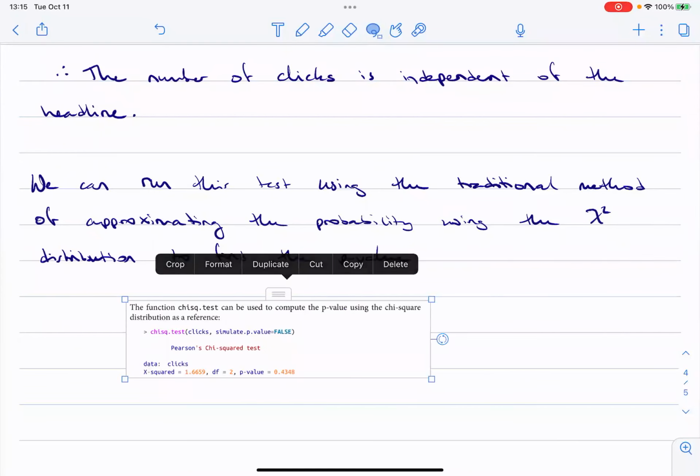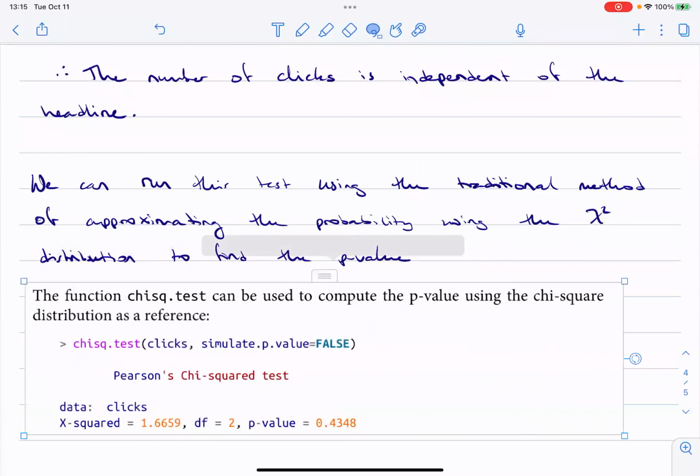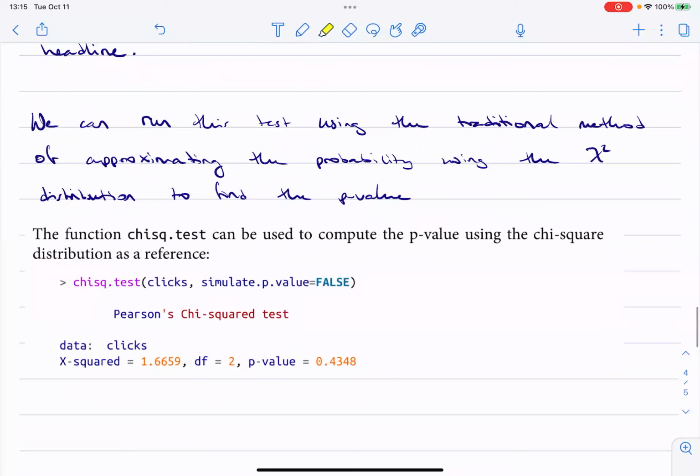Right. The code doesn't actually change that much. You're just going to set the simulate.p-value to false, right? So now it's no longer going to simulate. So then it knows, okay, I don't get to simulate anymore. That's fine, right? It takes the same data, it takes the clicks, however it's set up. It calculates the chi-squared, but now it also needs the degrees of freedom.